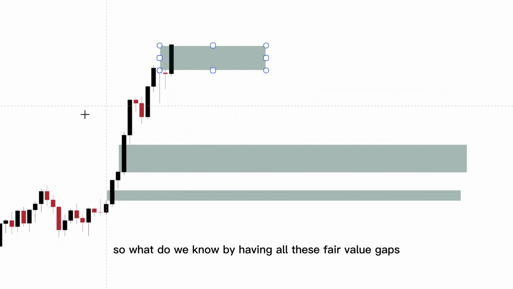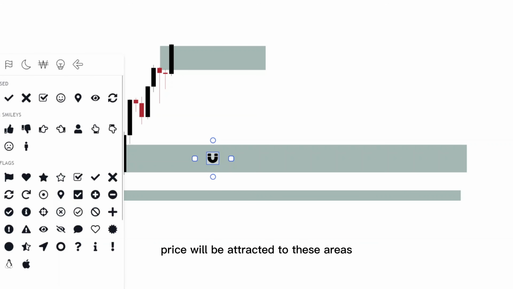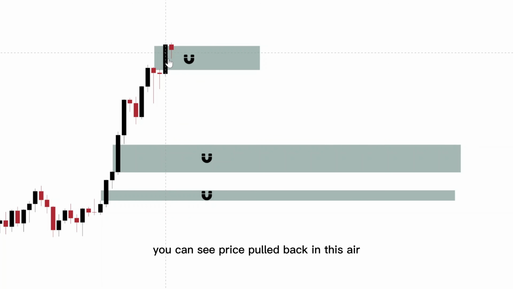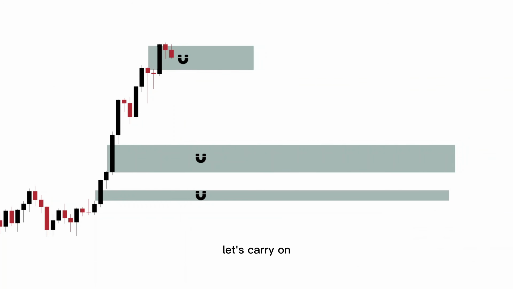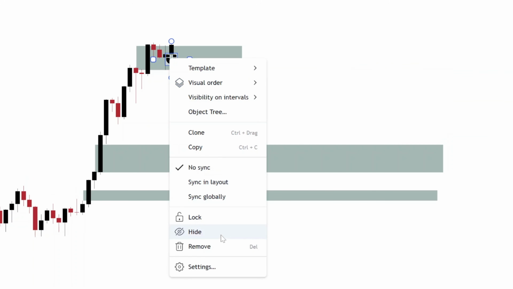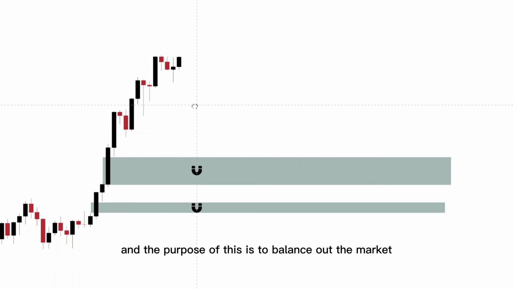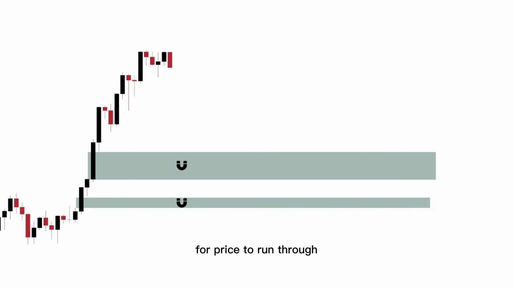So what do we know by having all these fair value gaps? That these areas are magnets for price. Price will be attracted to these areas, and you will see a pullback into these areas. You can see price pulled back in this area but did not close it, so we can still expect it to completely close it. Let's carry on. Price closed the area, now expanded. And the purpose of this is to balance out the market. So these fair value gaps are mandatory for price to run through them.